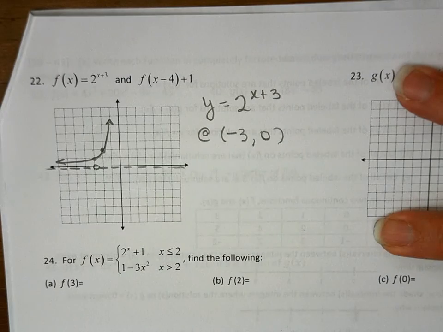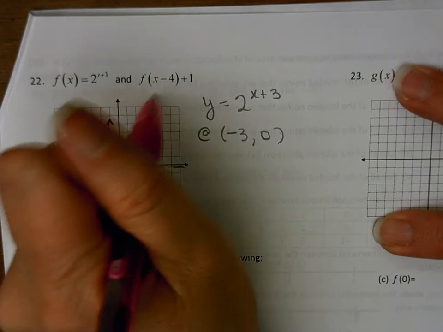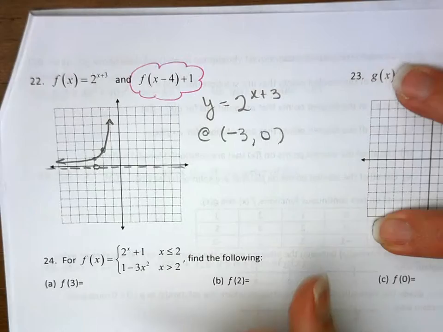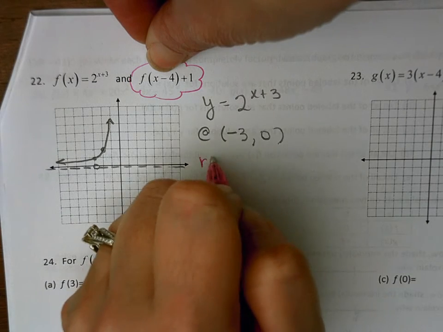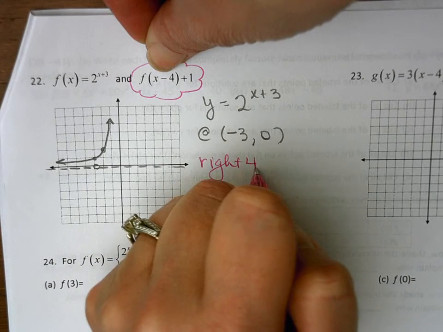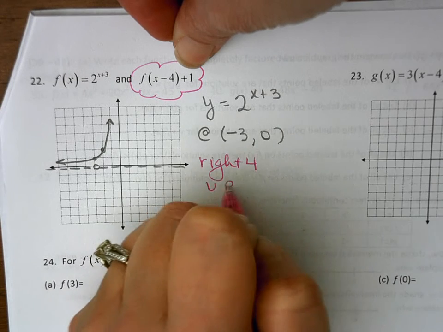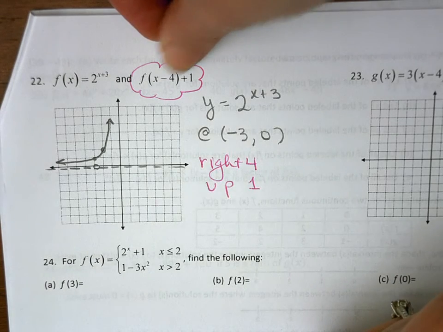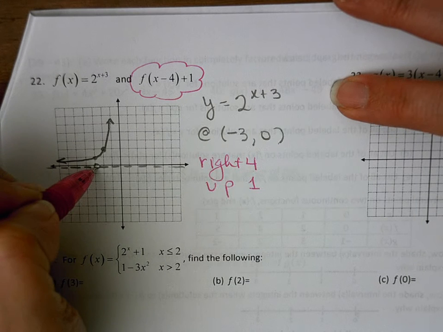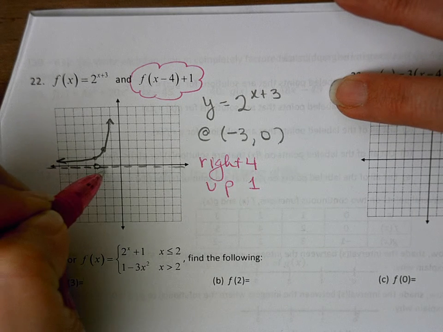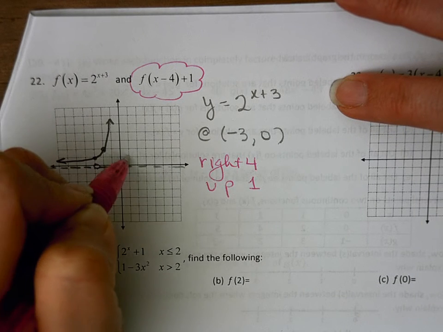And so now for my transformation, so I'm going to look here. And so for this, I'm going to do opposite. So I'm going to move right 4. But I'm going to keep that the same and move up 1. So right 4, up 1. So I'm going to start from my asymptote and I'm going to move right 4 and up 1.